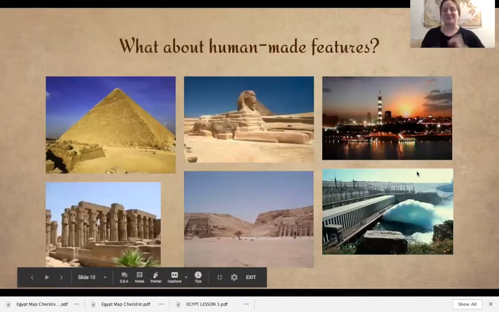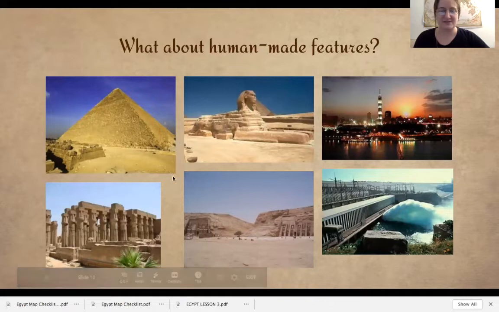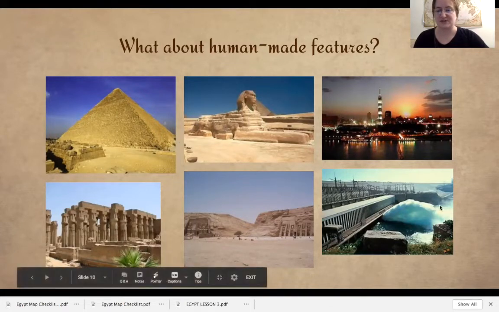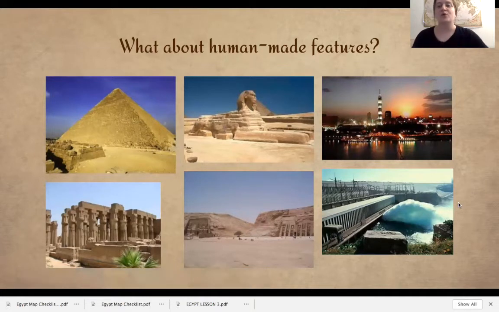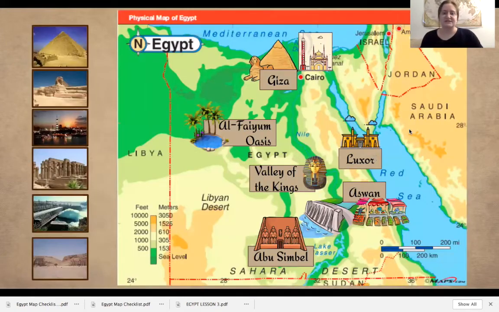Okay, what about human-made features? So these are some that we talked about earlier, some of these attractions. They're made by people, right? Like humans didn't make the Nile River. Humans didn't make the mountains or the desert. But we did make these things that are in Egypt that are a part of its geography. So let's take a look at them.